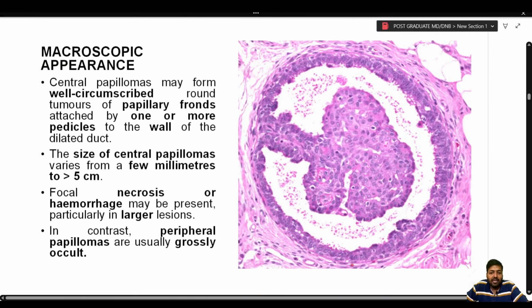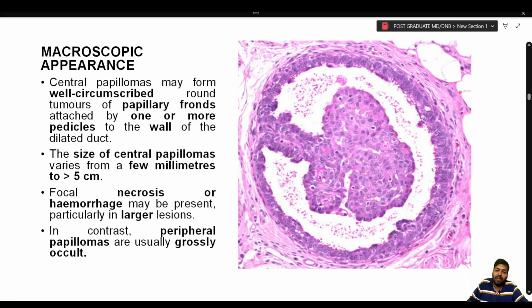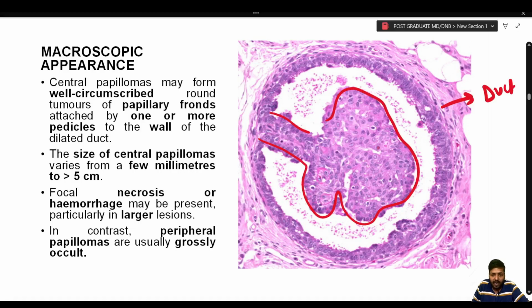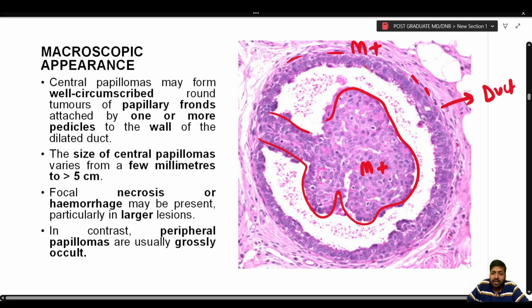Okay, so let me just show you. This is a very simple diagram. Usually the papillomas are larger, so this is a very small papilloma that we can appreciate over here. So I just wanted to show you. If you can see, this is a basic duct from where the papilloma arises, this is the stalk, and this is the papillary lesion that we can appreciate over here that has arisen. Now very importantly, we can see the myoepithelial cells will be present inside, and you can see on the outer aspect, surrounding the duct at the periphery, the myoepithelial cells are also present.